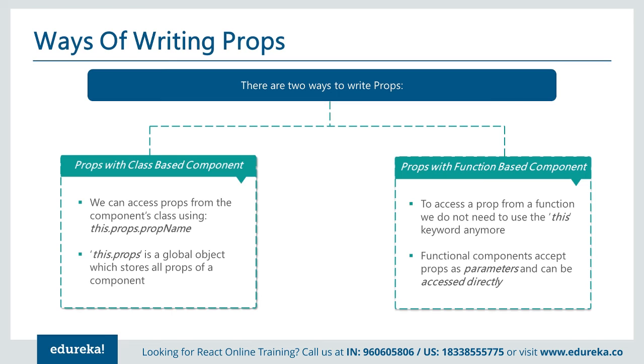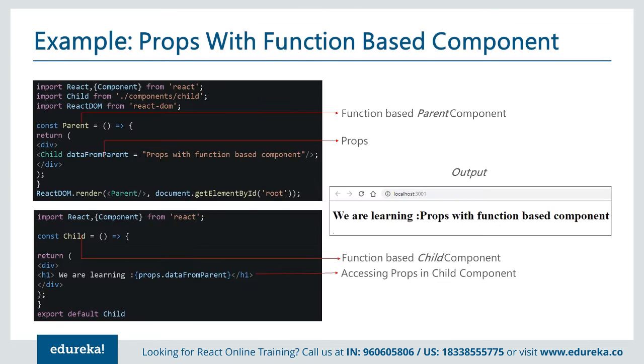So, props with a class-based component. We can access the prop by this.props.propName or this.props. This is the global object that stores all the props of the component. For props of a functional component, we don't use the this keyword. A functional component accepts props as a parameter and they can be accessed directly. Let me show you how we can pass a prop from one component to another and how we can receive it.